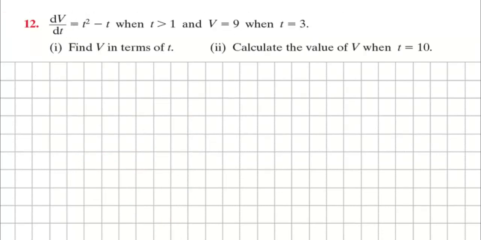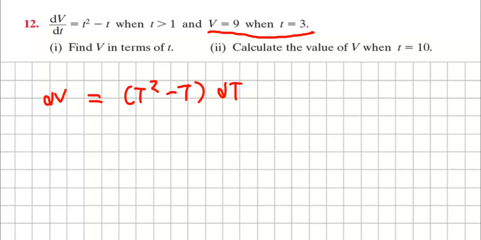Here's a function where the first derivative is t squared minus t, where t has to be bigger than 1, and phi is equal to 9 when t equals 3. Find phi in terms of t. No hassle. I'm going to cross multiply up the t. I'm going to get dphi equals (t squared minus t) dt. And then I'm going to integrate both sides. This one is 1 to phi, and this is t squared minus t dt.